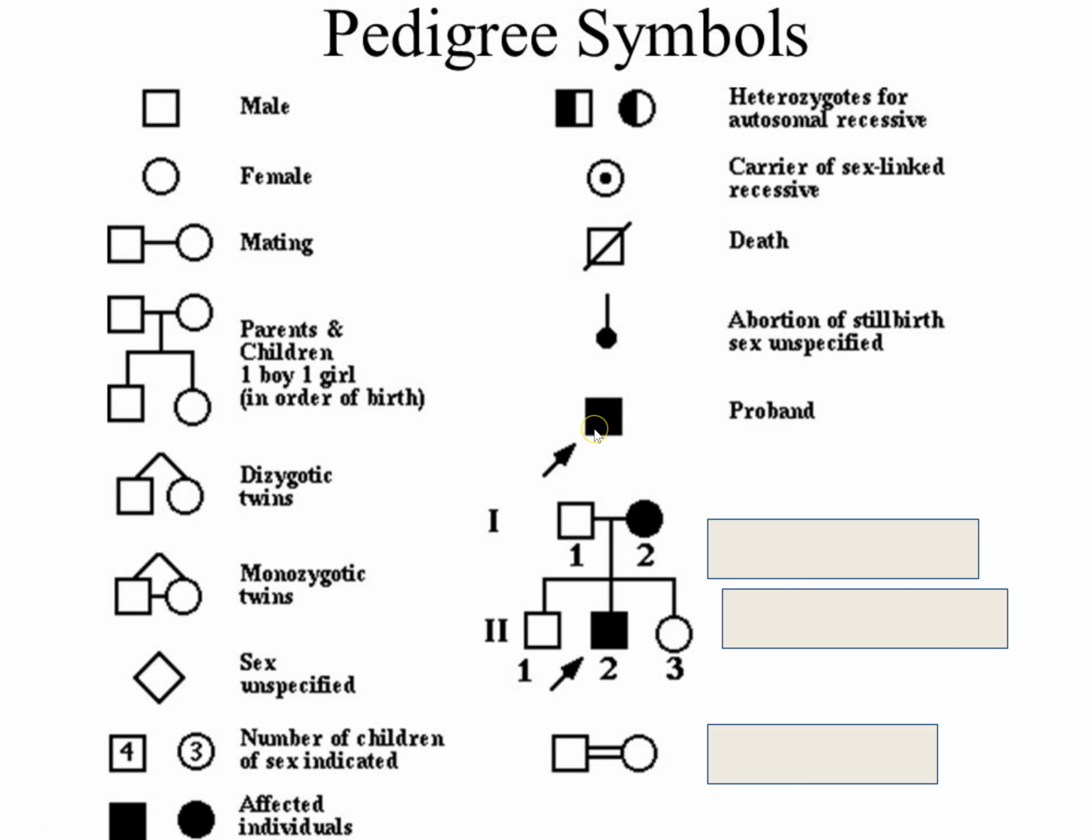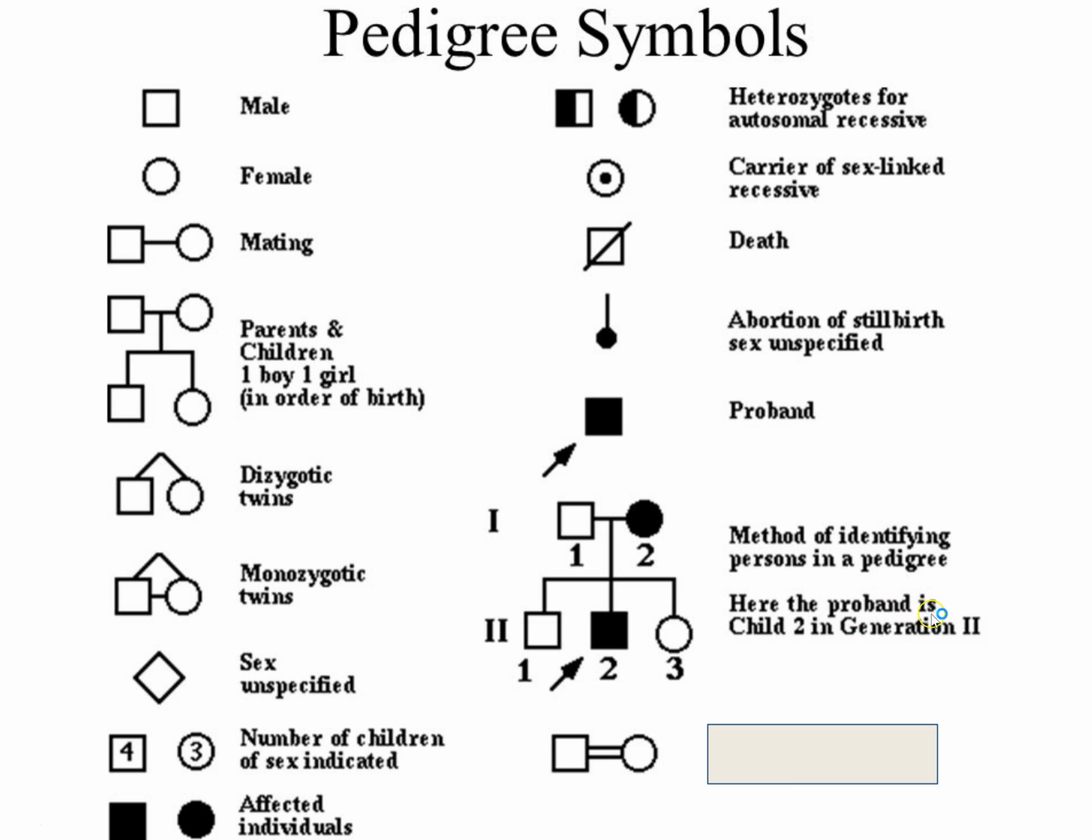So this might be, okay, I want to know, this is my grandfather, and I want to know how he got this disorder. So I'm pointing my arrow to him. So right here, this gives us a full picture of a pedigree. This is first generation, second generation. And so I might say first generation individual one, first generation individual two, second generation individual one, two, and three. Okay. So here the proband is child two in generation two.